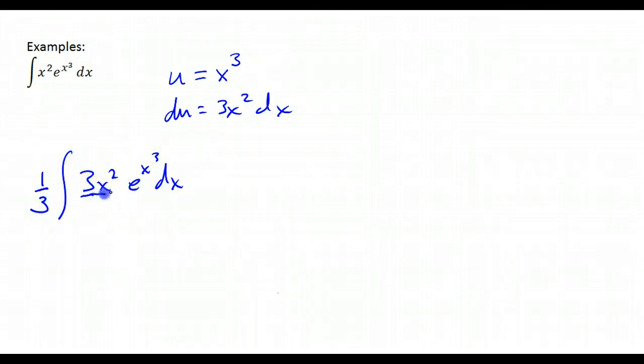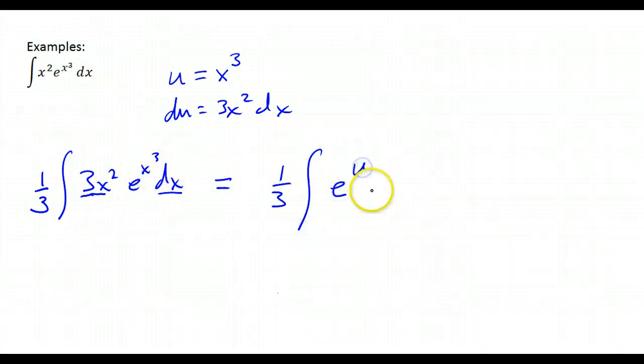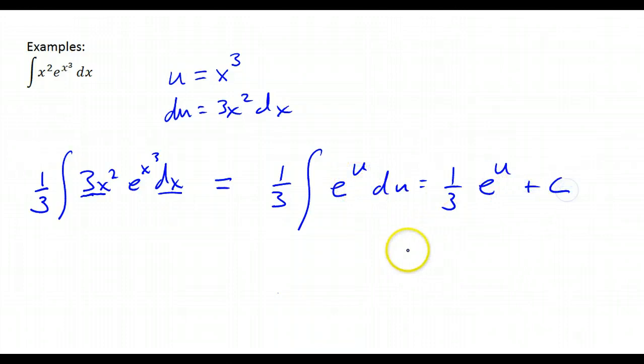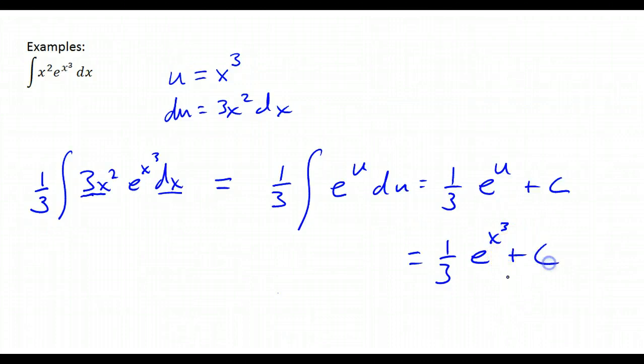So now I have a 3x squared dx, which I can replace with du, and x cubed is u. So I have the integral of e to the u du. That fits the pattern we're looking for. The antiderivative of e to the u is e to the u. And putting it back in terms of x, my final answer is 1/3 e to the x cubed plus c.